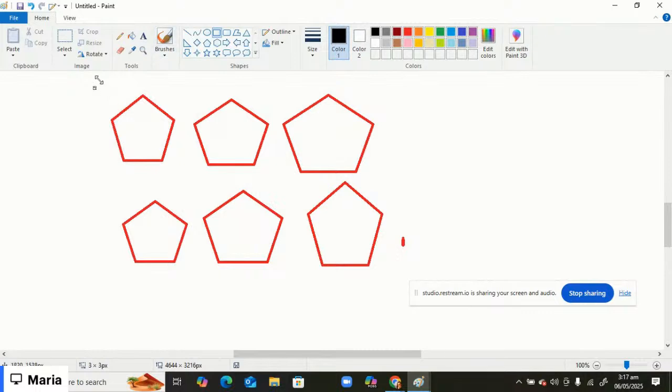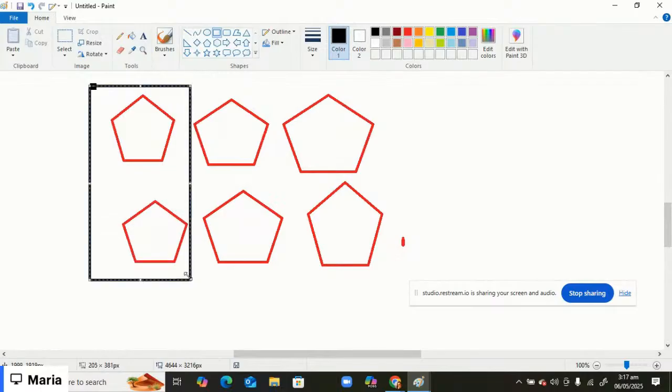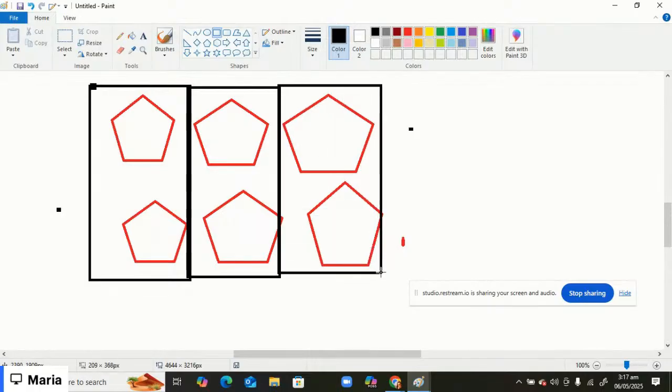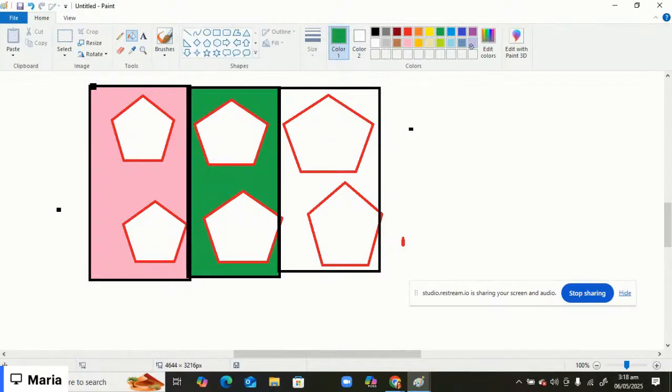So look at here. First, we can see these two. This is in the form of pair. This is in the form of pair. This is in the form of pair. All right, all these are in the form of pairs. Look, first one is in the form of pair here. Second one, that is in the form of pair. Third one, that is in the form of pair. Is any shape left? No. So this is even.